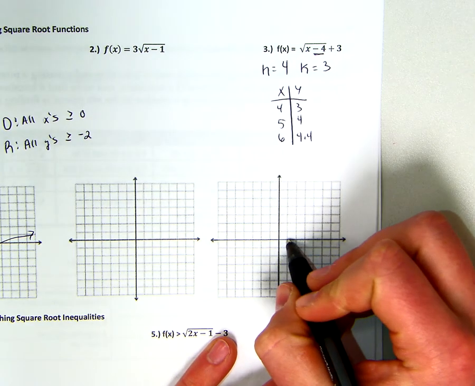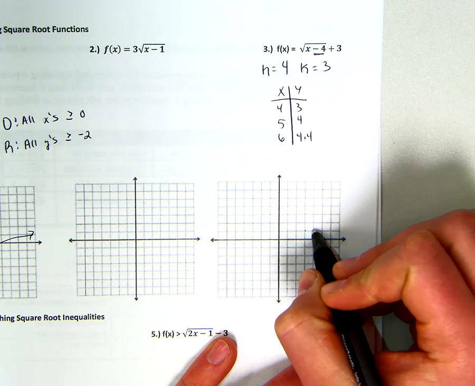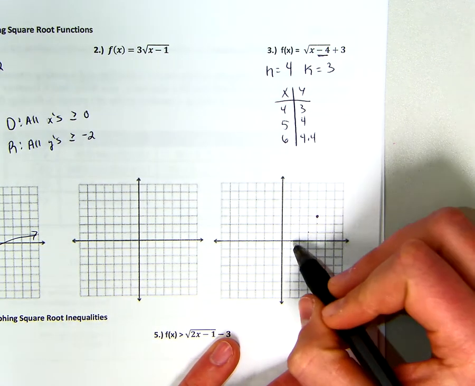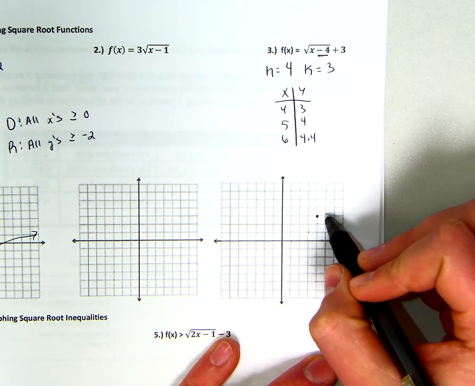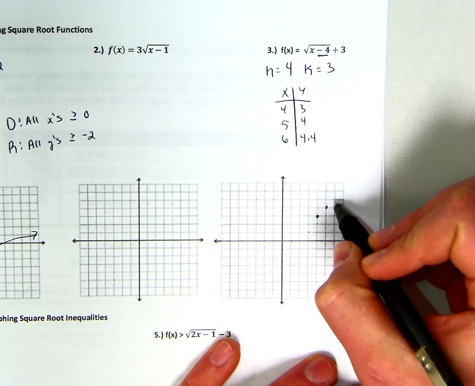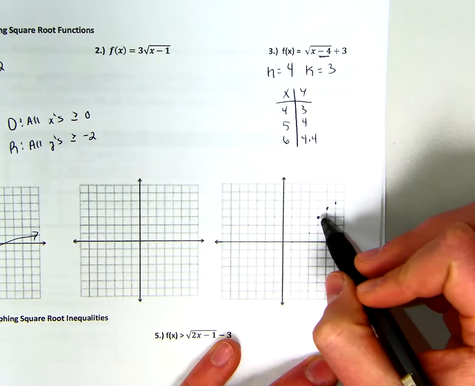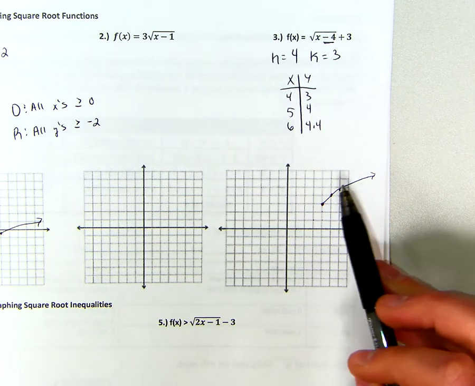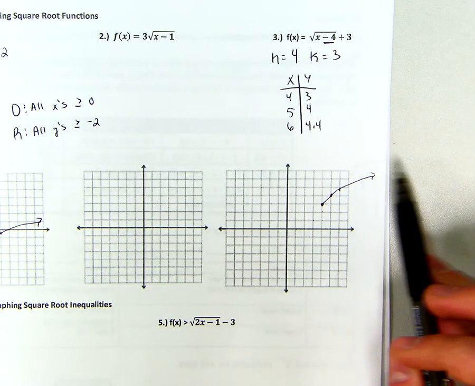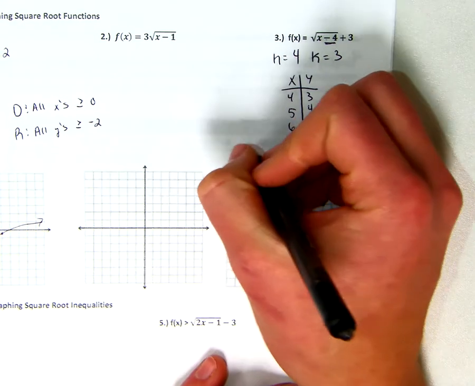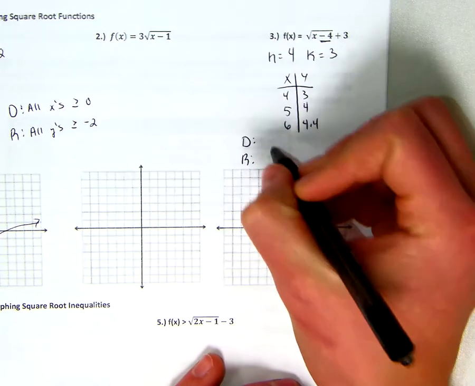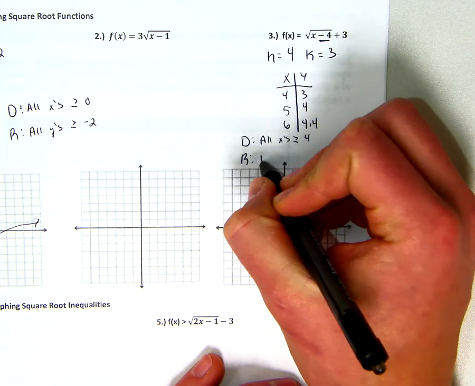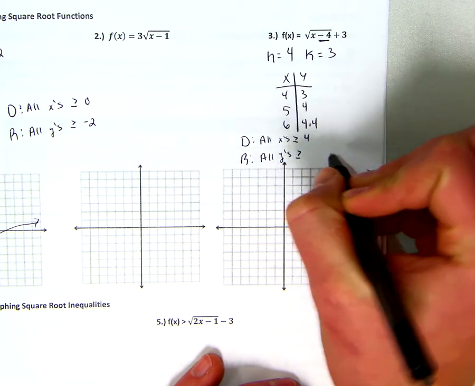Plot the points, so we have 4, 3. And then 5, 4. And then 6, 4.4. And you're just drawing it. Again, this might be a little bit off, but with 3 points, this is the general look of the square root function. And then we need the domain and the range. So all x is greater than or equal to 4, and all y is greater than or equal to 3.